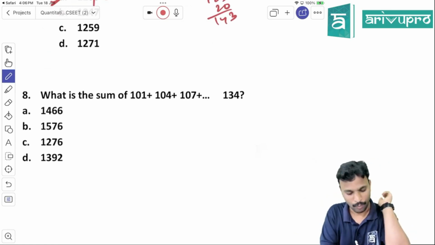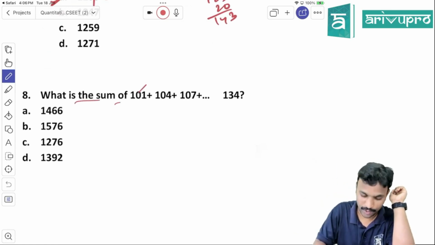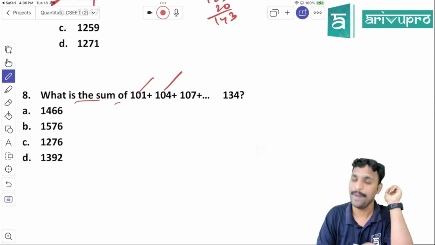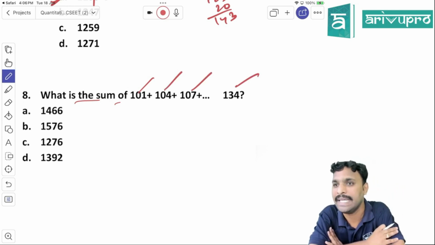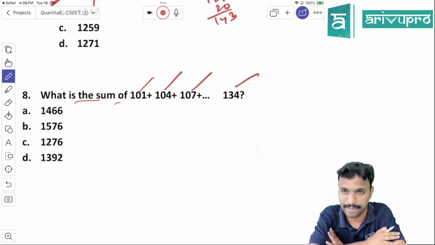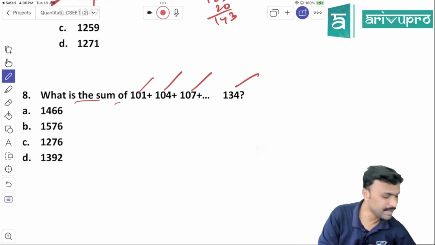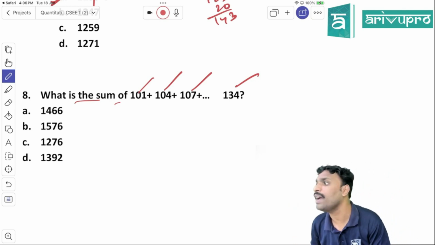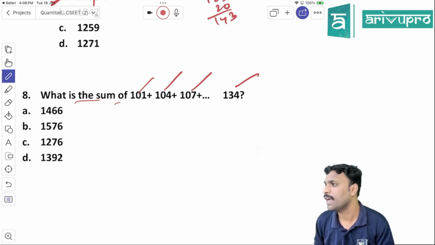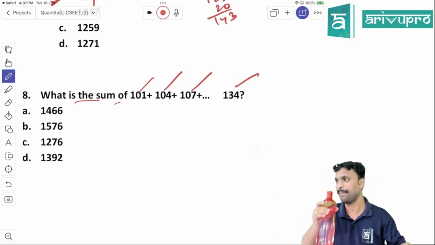Now, what is the sum of 101 plus 104 plus 107 and so on up to 134? You need to find the sum of these numbers. Now, please check, what sequence is this? You have learned this in your school. Plus 3 difference is there. What sequence is it called as? If there is a common difference between the numbers, it is arithmetic progression.